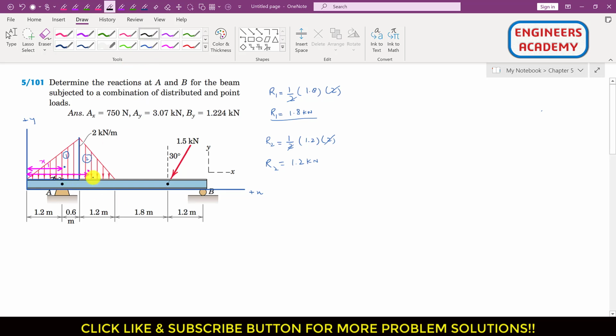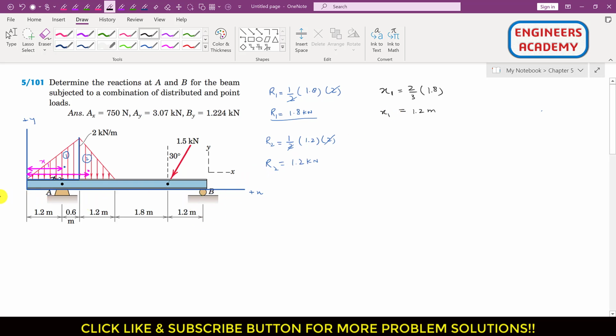So now x1, as we know that the centroid of a triangular area is located at a distance of 2/3 from this apex, right? So we can say that this x1 will be equal to 2/3 of this base, right? So this is 1.2 into 0.6, so this is 1.8, right? So this will give us 1.2 meters.